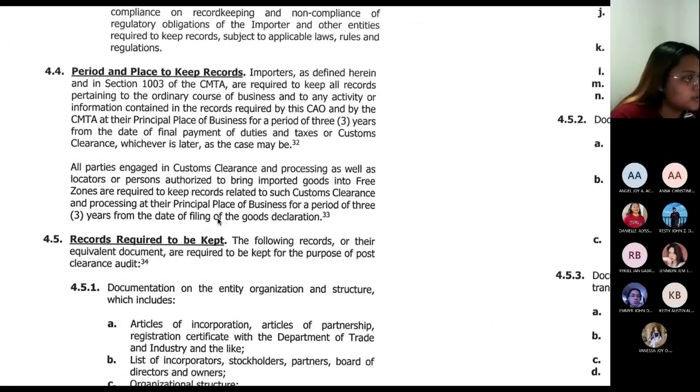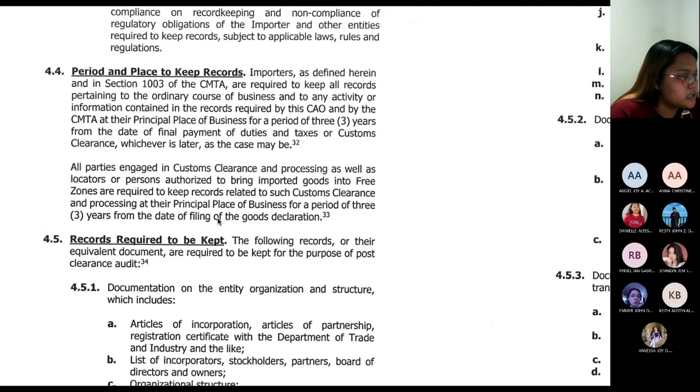4.4 Period and place to keep records. Importers, as defined herein in Section 1003 of the CMTA, are required to keep all records pertaining to the ordinary course of business and to any activity or information contained in the records required by DISCAO and by the CMTA at their principal place of business for a period of 3 years from the date of final payment of duties and taxes or customs clearance, whichever is later, as the case may be.